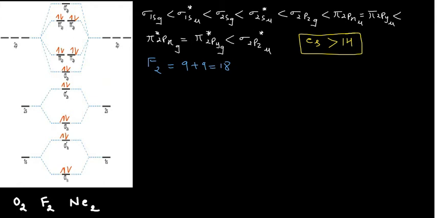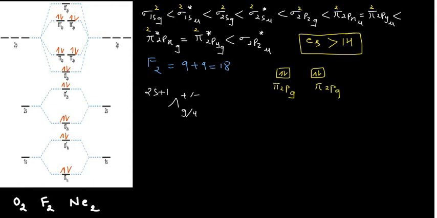Now the term symbol. For the term symbol, you will use the formula 2S plus 1, lambda, plus or minus, gerade or ungerade. First of all, you fill the electrons here also: 2, 4, 6, 8, 10, 12, 14, 15, 16, 17, 18. The pi 2p star orbitals each have 2 electrons, because they are the anti-bonding ones, and they are gerade. Please remember this, so I am writing g for gerade, because electrons are present in the gerade orbital.